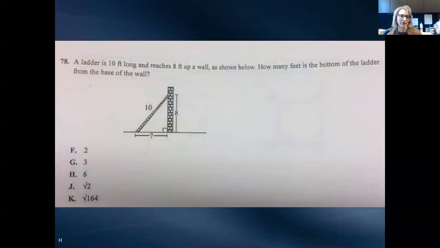All right, a ladder is 10 feet long and reaches 8 feet up a wall as shown below. How many feet is the bottom of the ladder from the base of the wall? Once again, you could use your Pythagorean theorem to figure this, but if you remember the 3, 4, 5 and that multiples of 3, 4, 5, you could quickly look at this one and know the answer is 6.